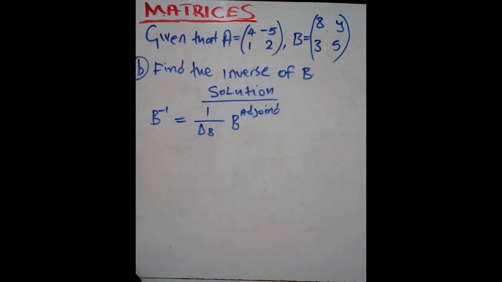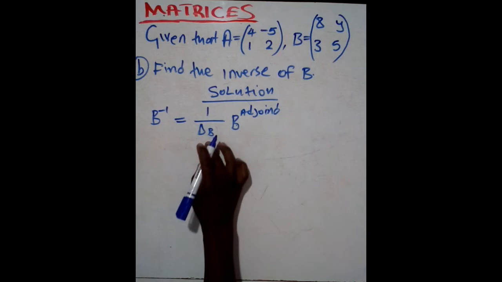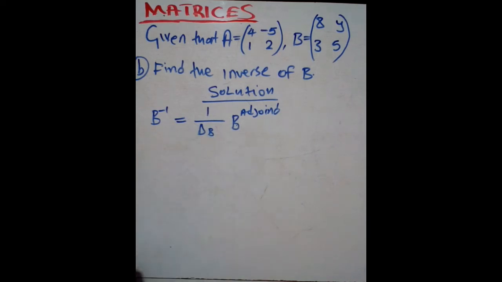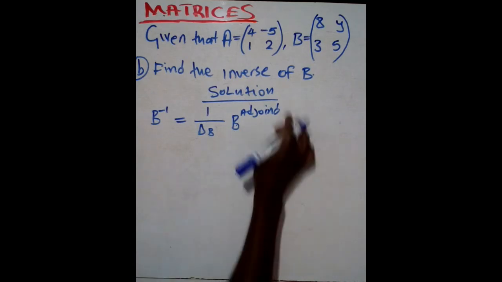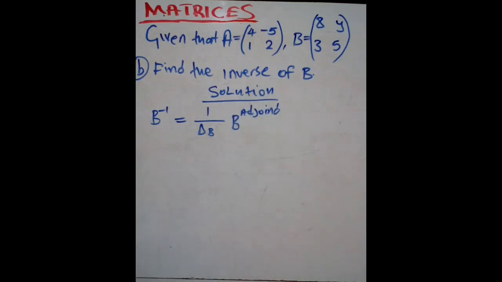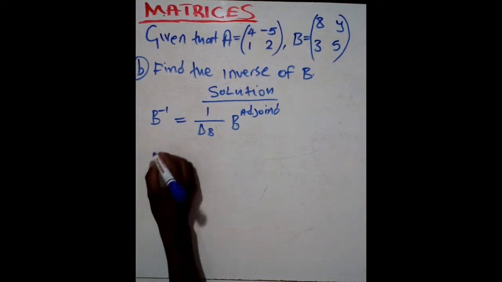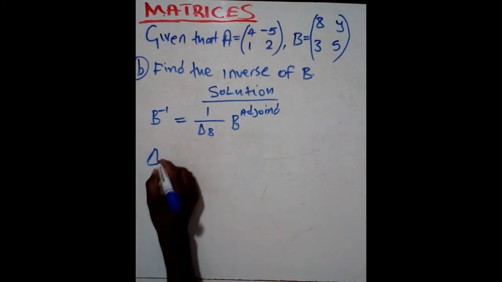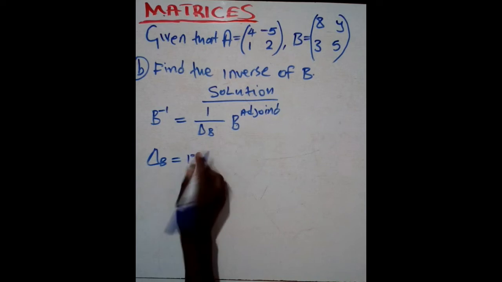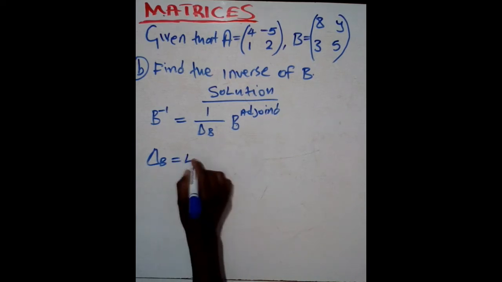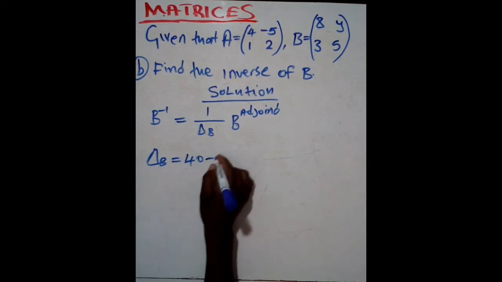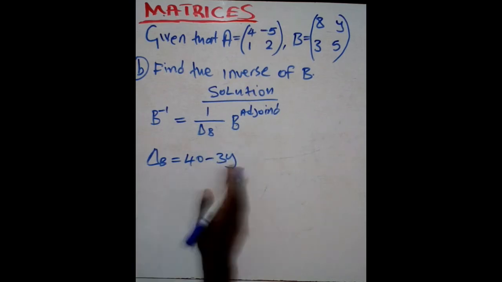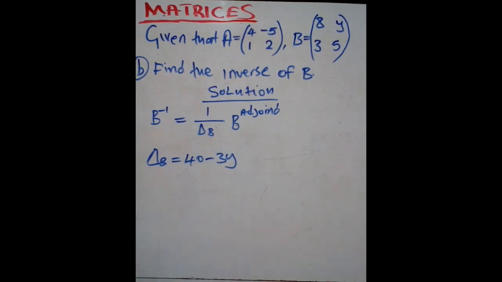So in this case, 1 over determinant, we need to find the determinant of matrix B. Then we need to also find the adjoint of matrix B. So how do we find the determinant of matrix B? According to what we got under part A, we said the determinant of B is equal to 40 minus 3y. This is what we got as the determinant of B.